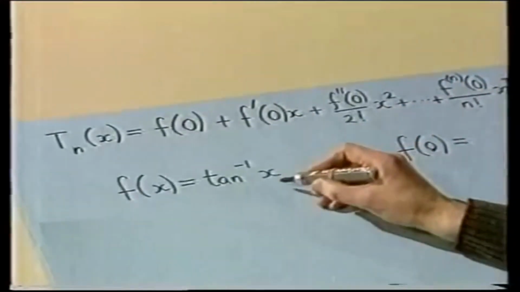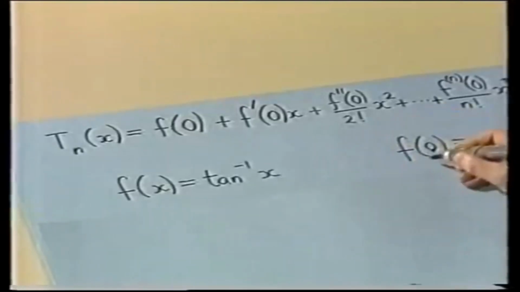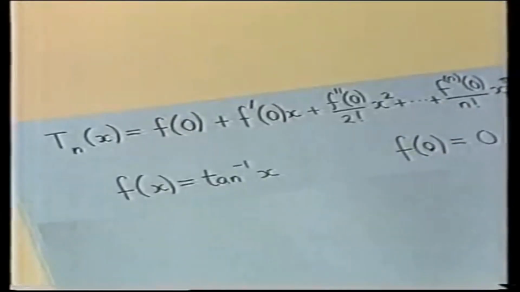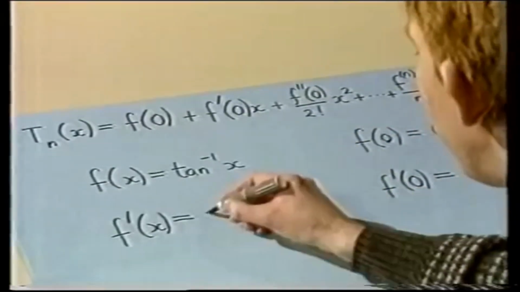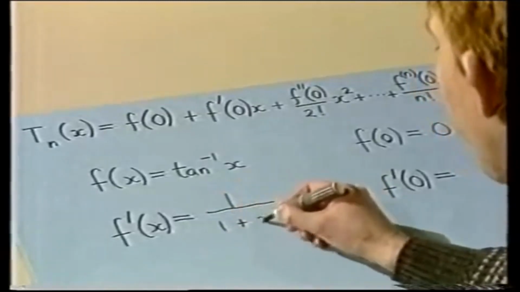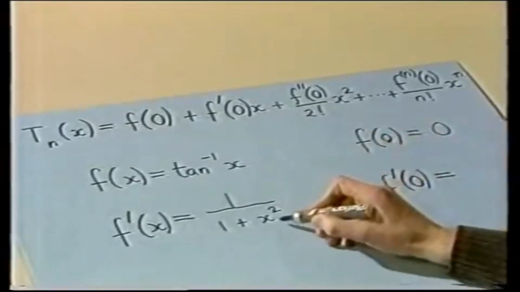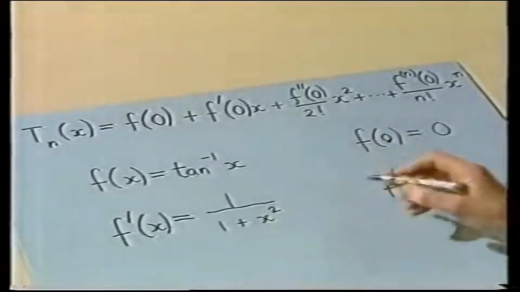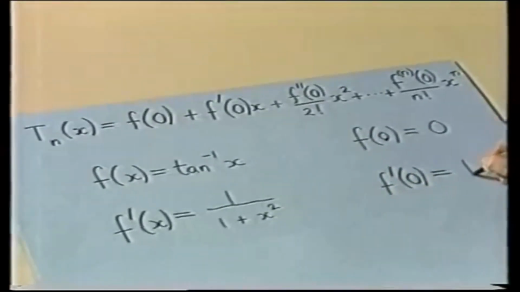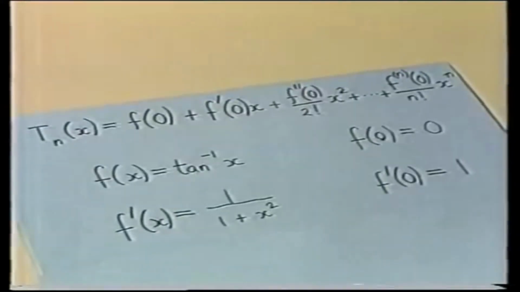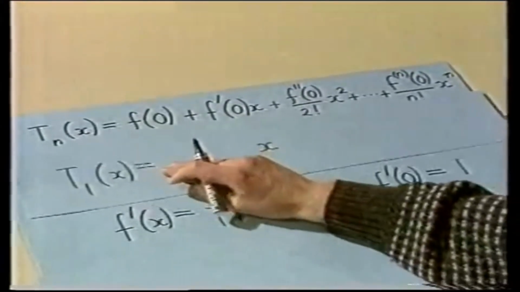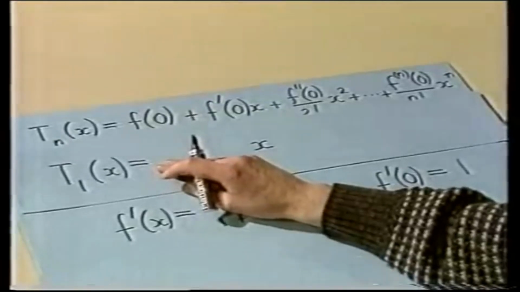If we substitute x equals 0, we just get f of 0 equals 0. Well, now for the derivative of tan to the minus 1 x. That's 1 over 1 plus x squared. That's one of the standard derivatives. And if we substitute x equals 0, we get f dashed of 0 equals 1. And that means that the Taylor polynomial t1 of x is just equal to x.